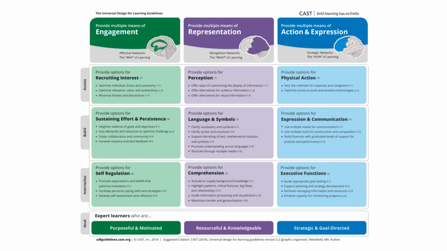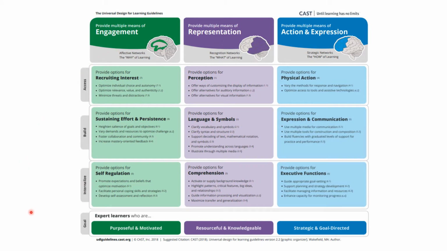So we look at the very top. Here we can see three main guidelines. The first provides multiple means of engagement, and they're talking about the why of learning. The second major guideline is present multiple means of representation, or the what of learning. And finally, the third guideline is provide multiple means of action and expression, the how of learning. So we looked across the top. Now let's go down to the bottom.